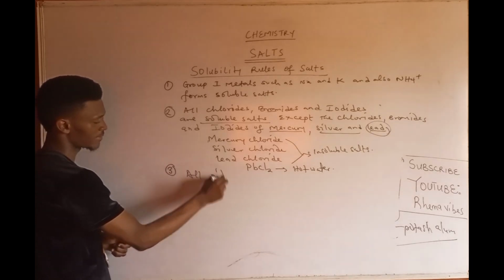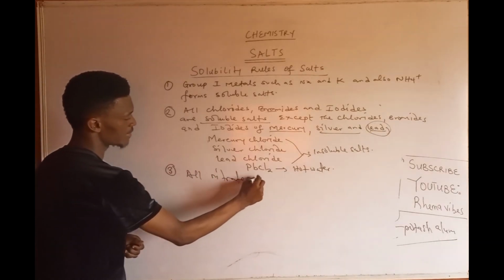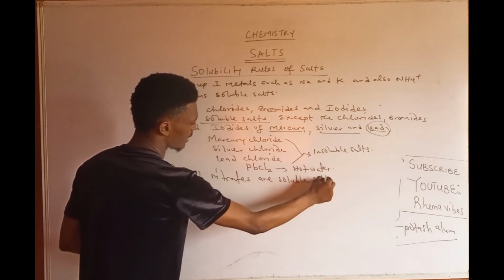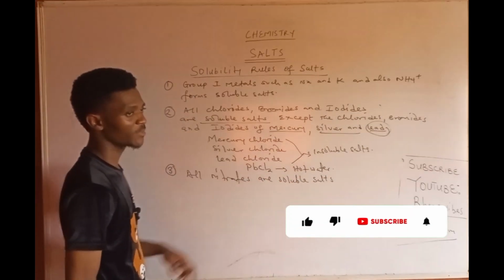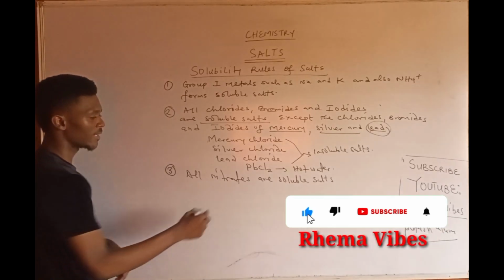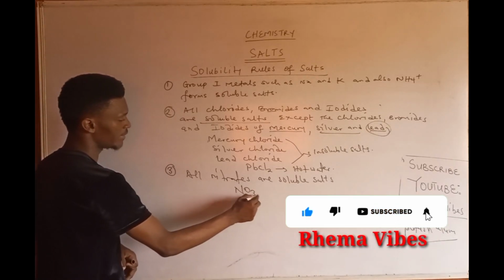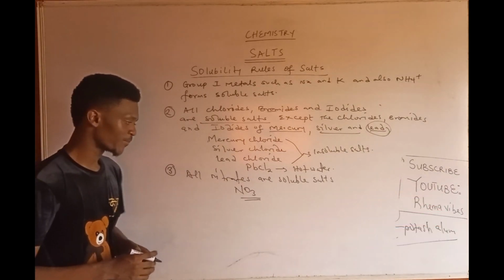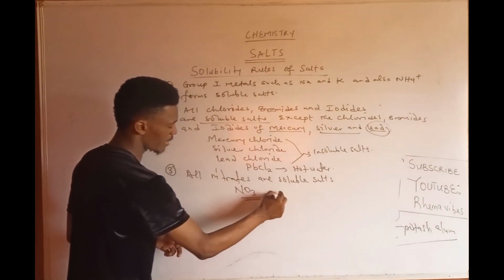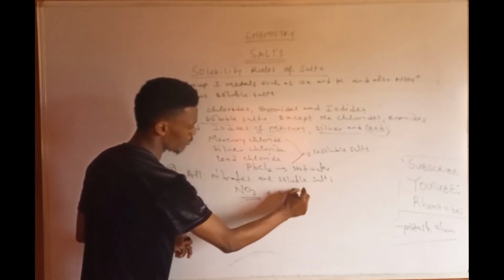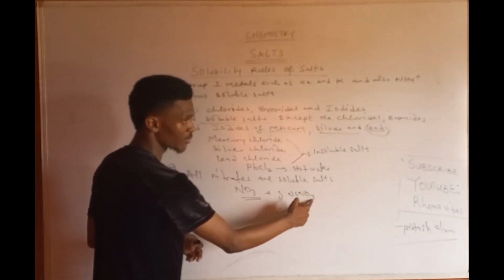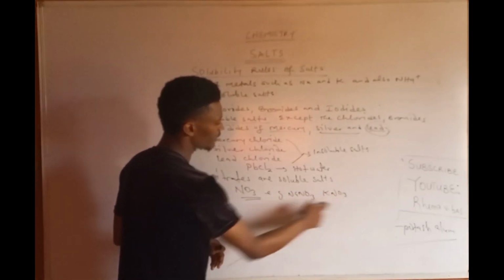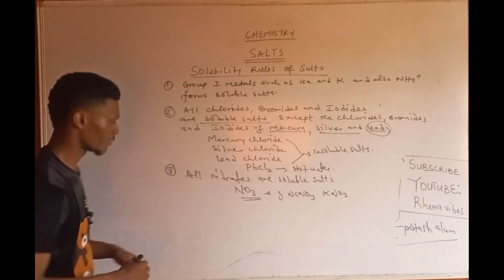Then rule number 3: all nitrates are soluble salts. This means that salt compounds that end with NO3 are considered very soluble salts. Examples include NaNO3, sodium nitrate, and KNO3. All these are considered soluble salts.